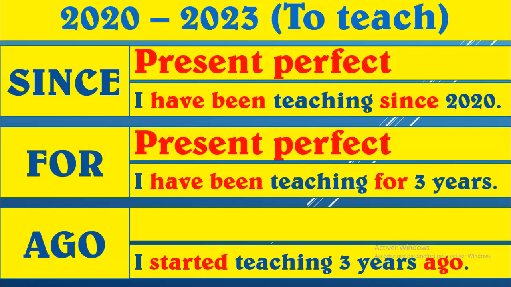Ago is used for the prétérit. I started teaching 3 years ago, started the preterite. So since present perfect, for present perfect, ago preterite. It's okay?